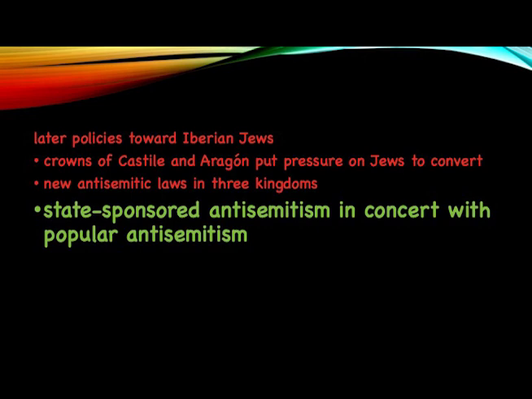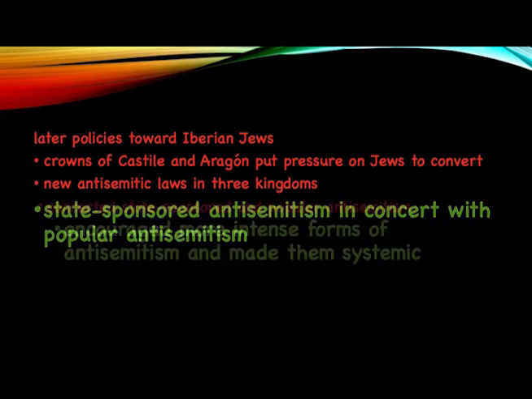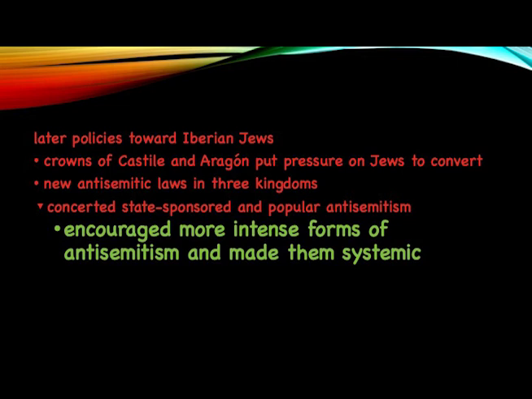The importance of this moment in the history of anti-Semitism cannot be underestimated. The Iberian monarchies adopted a state-sponsored anti-Semitism in concert with popular anti-Semitism. This change gained for the crown crucial popular support from the subordinate classes. The unity of elite and popular forms of anti-Semitism under state sponsorship encouraged more intense forms of anti-Semitism and made them systemic. In other words, anti-Semitism became even more pervasive, persistent, and inescapable on the Iberian Peninsula under the two Catholic monarchies of Spain and Portugal.